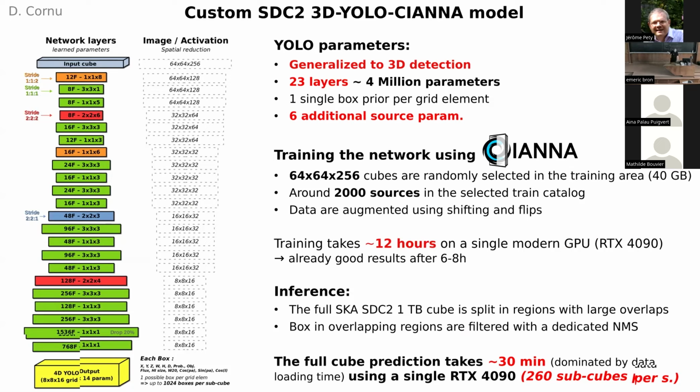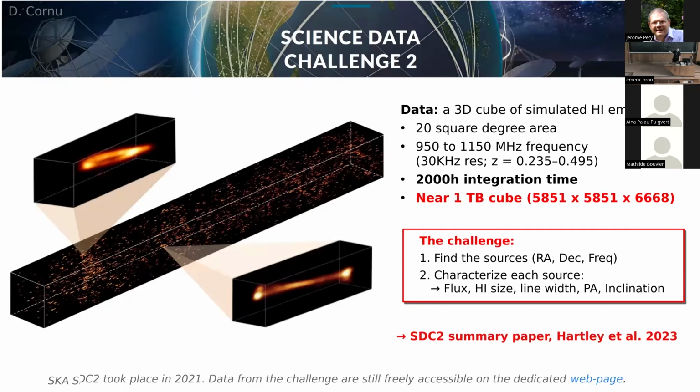So here, training this model takes a bit more time because it's heavier to compute. So it takes around 12 hours to train on a single GPU. And with this model, we can perform the detection on the full 1 terabyte data cube in around 30 minutes. And this is still vastly dominated by the time we need to load the file from the file system, actually. If you look at the raw GPU computation time, it's around 15 minutes. And again, this is to put in contrast with the 2,000 hours of integration time it would require to create such a cube.